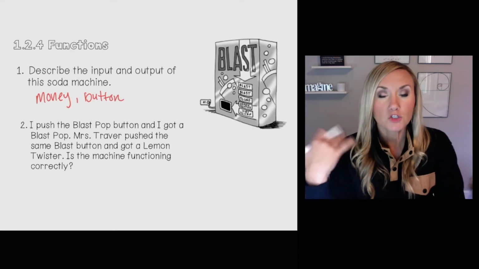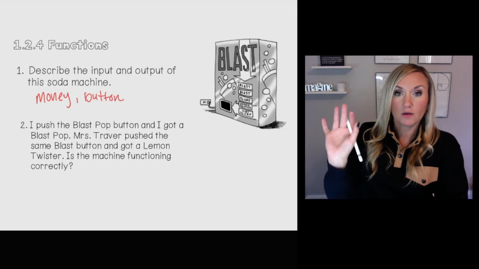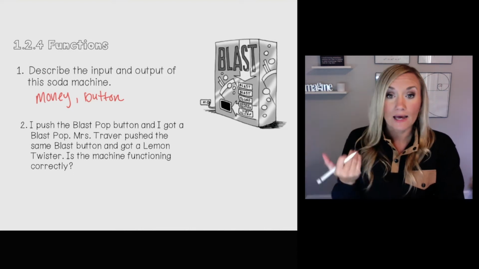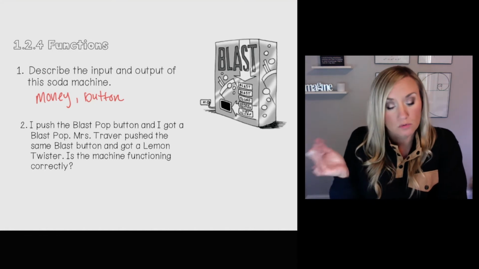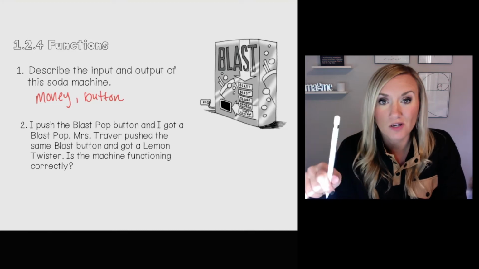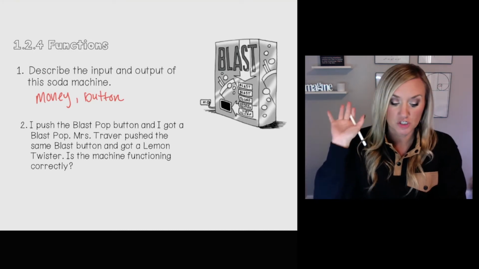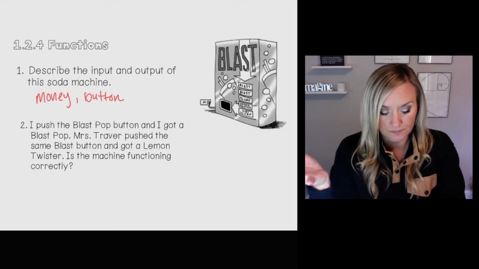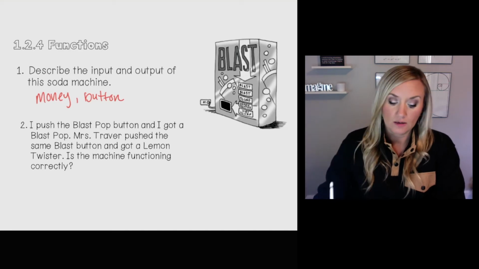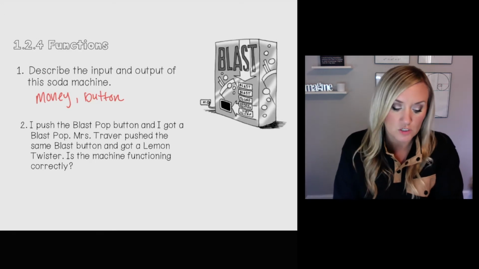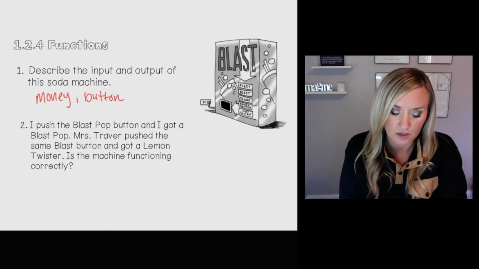All right. So let's take, for instance, me. I walk up to this vending machine and I push the blast pop, and I got the blast pop. Super cool. And then Mrs. Traver, who is a super awesome math teacher, pushed the same blast button that I did, and she got a lemon twister. Is this machine working correctly? No way, right? She should have got a blast, and she didn't. She got a lemon twister. So no. And let's go ahead and start to think about it in terms of math.